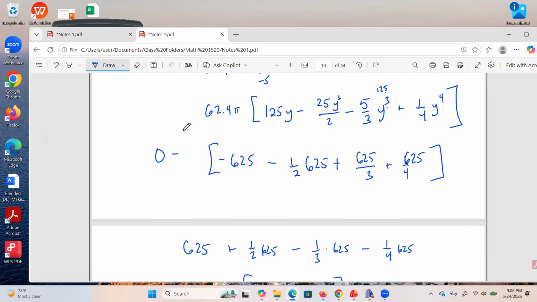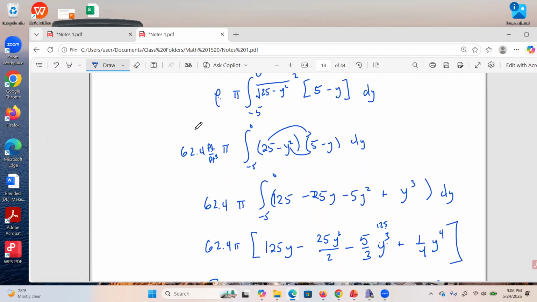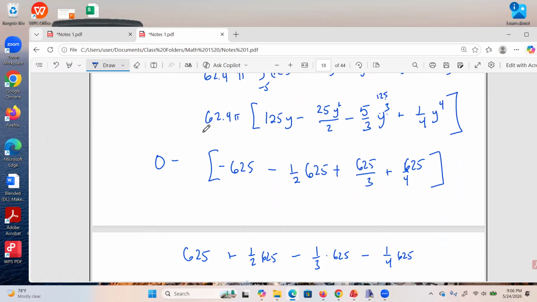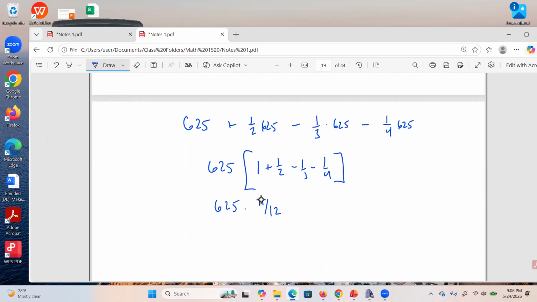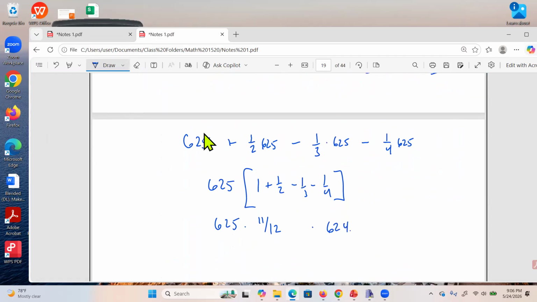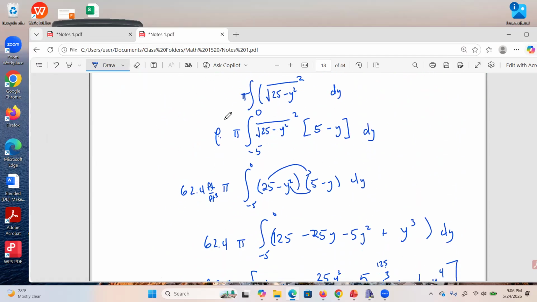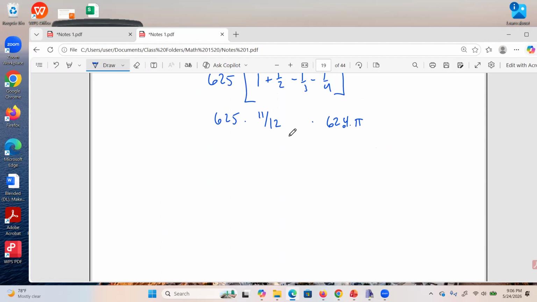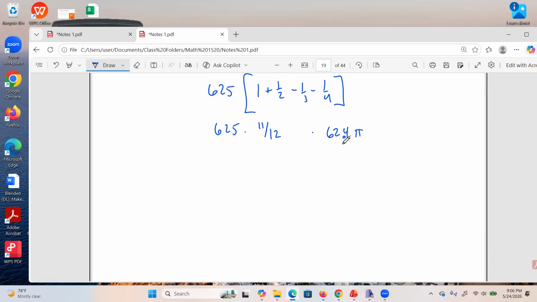What do we have here? We had this 62.4 pi out in front here. So we're going to say this is times 624. No, that's not right. 62.4 times pi. There we go. 62.4 times pi. And that's going to be our whole answer here. So we'll leave the pi out of it, and we'll just go ahead and calculate this.